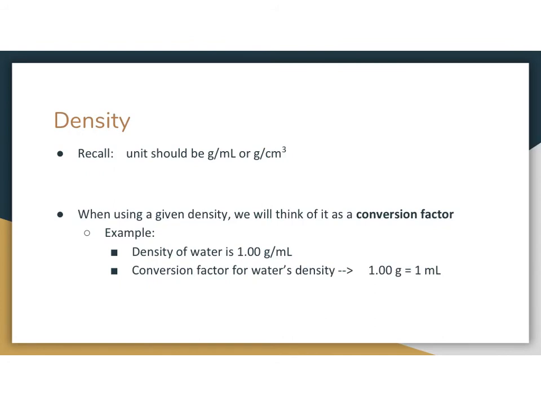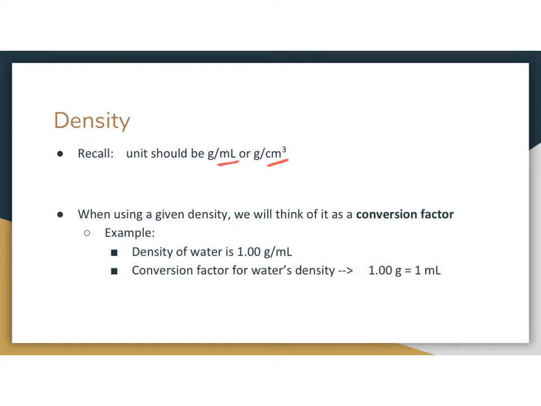Okay, so when we're talking about density, one thing that you should recall from the last density calculations video is that the unit is going to be grams per milliliter or grams per centimeter cubed. The milliliter part is going to be if you have liquids, whereas the centimeters cubed would be if you have a solid. So these are really going to be equal to each other. 1 milliliter is generally going to be equal to 1 centimeter cubed. So what that really tells us is how many grams there are per 1 milliliter or per 1 centimeter cubed.